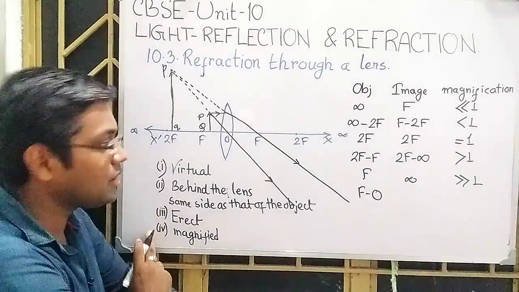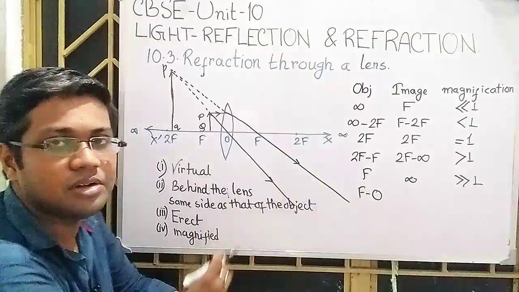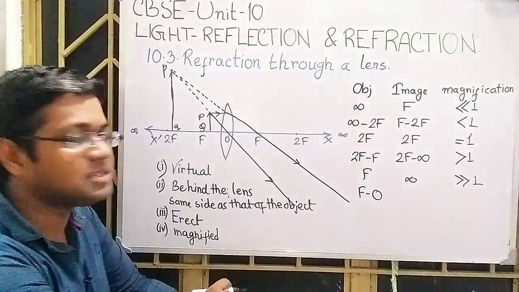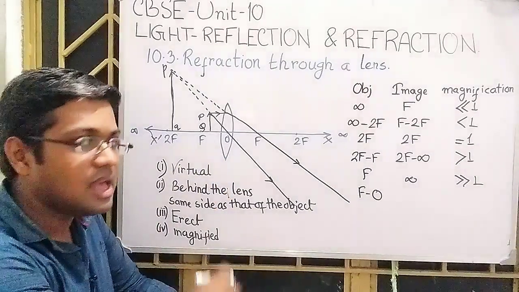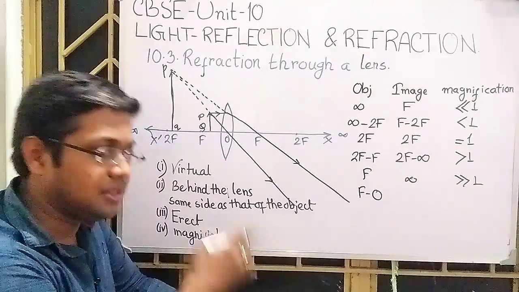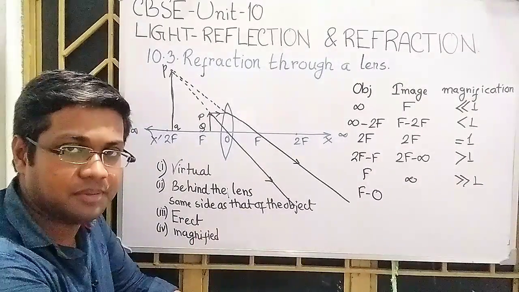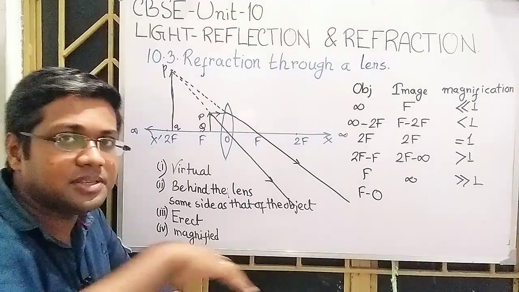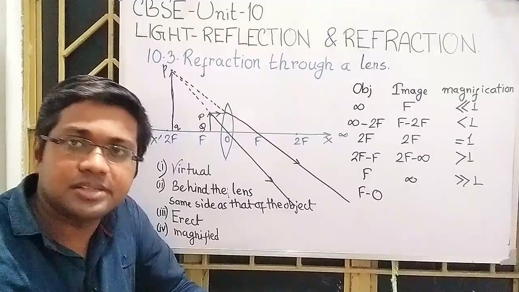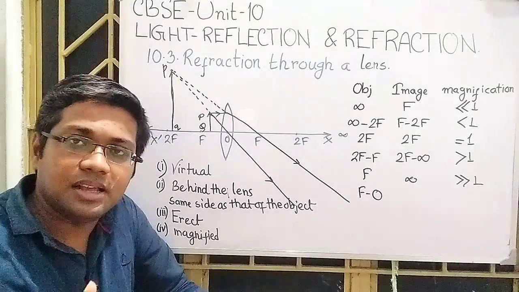So these are the 4 characteristics. If you want to put them down in a table, you can. For the 6 different positions, we get the image positions, the magnification, and the 4 characteristics of the image. That will basically come into your exams, in CBSE previous year questions. If you check it, this is basically what comes in.